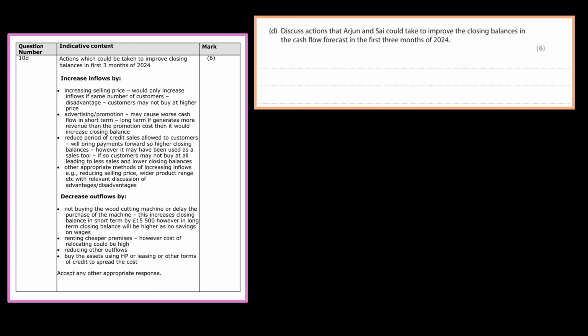So obviously you're referring back here to having a look at the cash flow forecast to be able to answer this question correctly, because obviously this refers directly to the scenario. Reducing other outflows could be another tip, and buying the asset using hire purchase or leasing, so getting it on credit and spreading the cost. There you go, and that would get you 6 marks for that question if you did 3 on each. 3 on the increase, 3 on the decrease. Kind of obvious, but important to point out so you ensure that you get full marks.